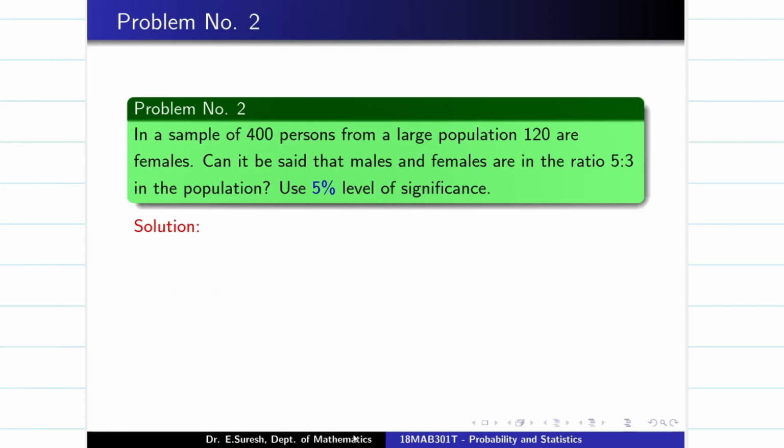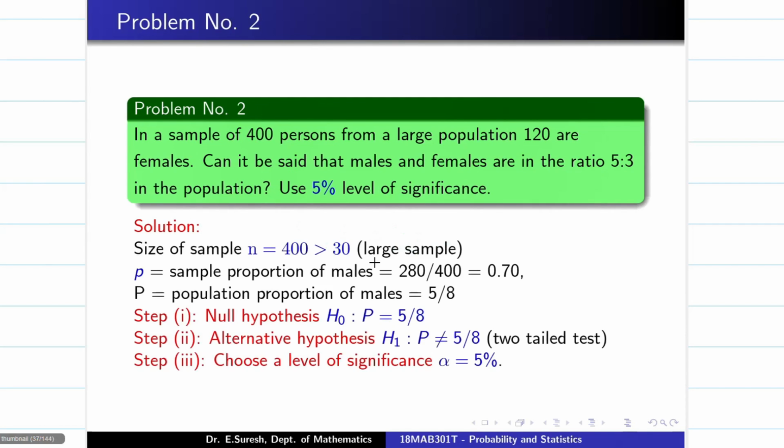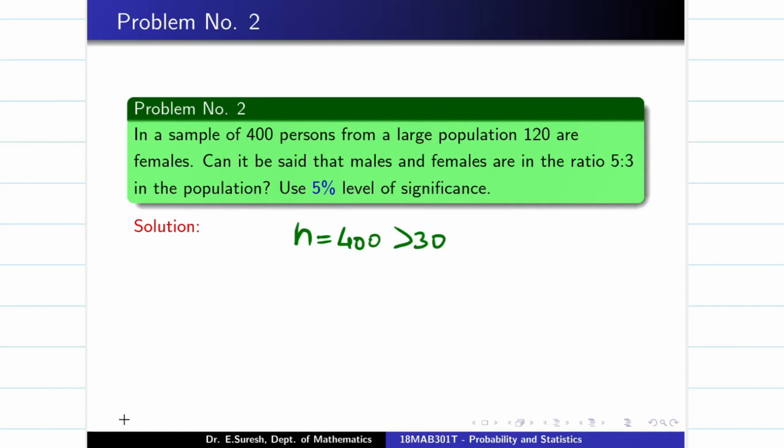Now the next problem, I am not going to do all these things. Our aim is to fix whether the H0 and H1 are one tail or two tail. Let us see. It is a little different kind of problem. N equal to 400, large sample. Done. Next one.